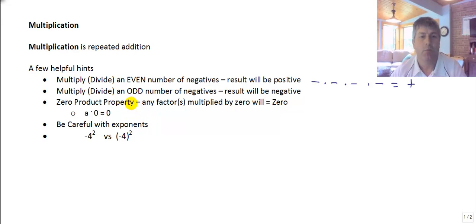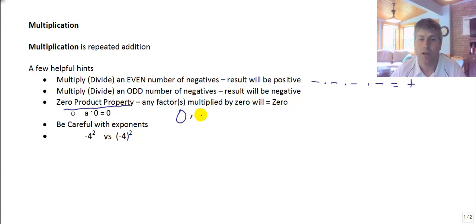I alluded to properties a minute ago. There's another property here, the zero product property, so get ready for that. Make sure you've got this written down. We're going to have a separate area for all properties, so I have this ready. But a number times 0 will equal 0. So anything, any factor or number of factors multiplied by 0 will equal 0.